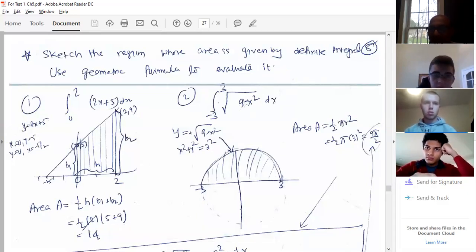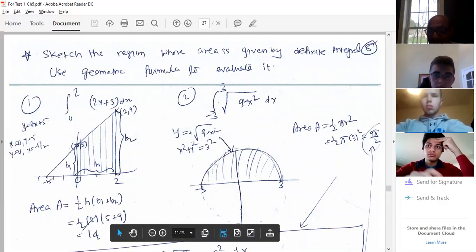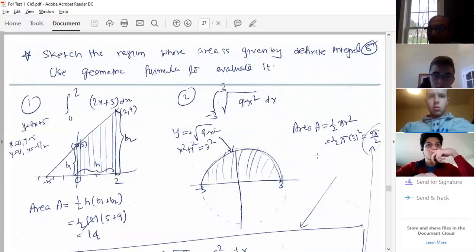Here it is square root of 9 minus x square. If I take y equal to square root of 9 minus x square, and square both sides, y square equal to 9 minus x square. So x square plus y square equal to 9. It's a circle with center 0 and radius 3. But I have just been given the square root of 9 minus x square, which means the upper part, the upper semicircle, just this part, not the full circle. Area of the circle is pi r square, so for the semicircle 1/2 pi r square. Here r is 3, so 3 square. So it is 9 pi by 2.